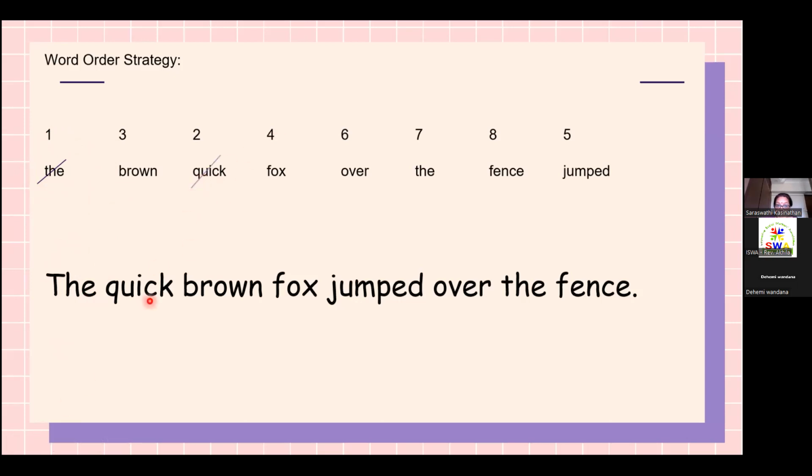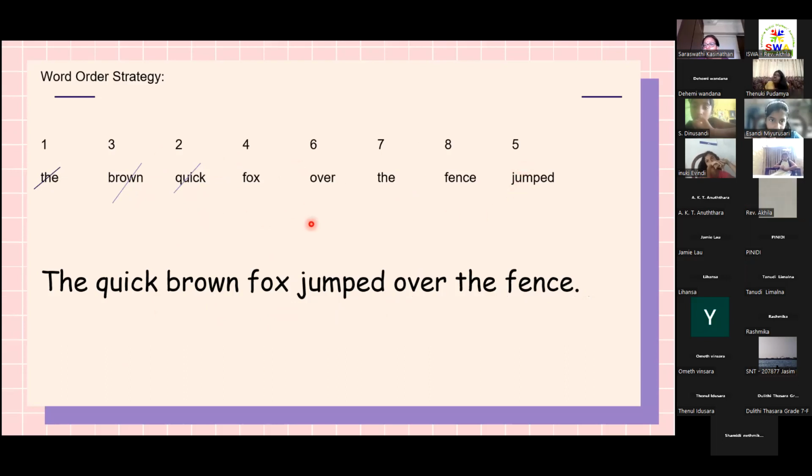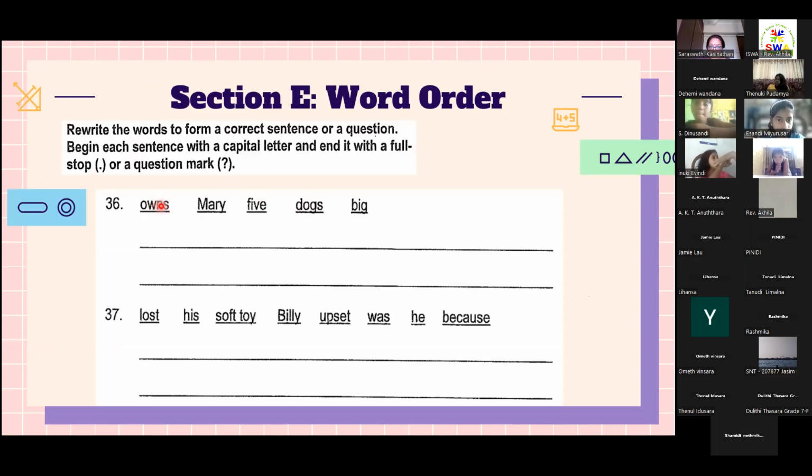So when I write quick, I cancel the word quick. And when I write brown, I cancel the word brown. And so on and so forth. As you write, you cancel the words, and then you know that you have used all the words and you are not duplicating them. With this strategy, let's try this: owns Mary 5 dogs big. You can write it down on your own, put the numbers, and tell me. Would anybody like to tell me? I can. Okay, please do.